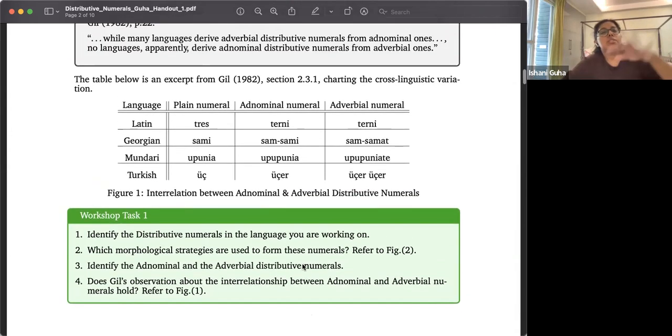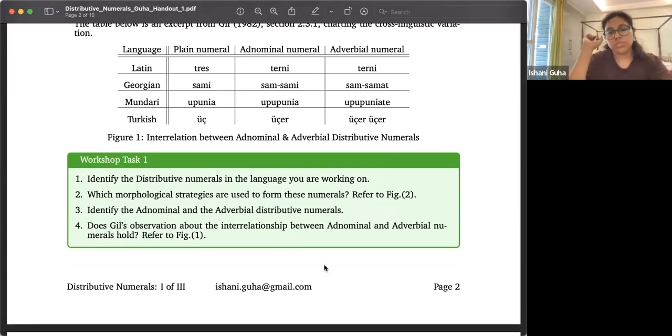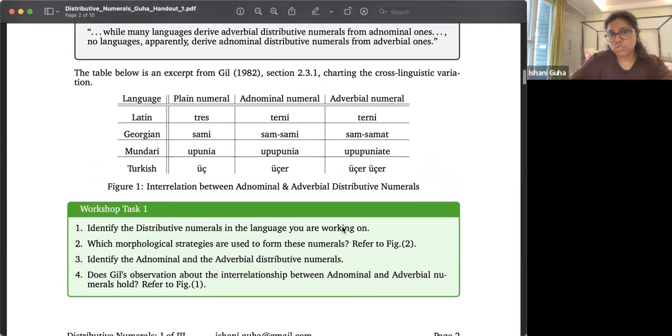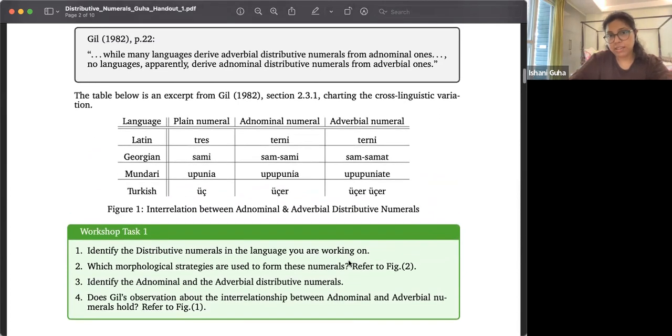Okay. So as part of the workshop for this class, I want you to identify the distributive numerals in the language that you are working on, and identify the morphological strategies that are used to form these numerals, and possibly distinguish between the adnominal and adverbial varieties, and also make note whether it's the case for the language that you're working on that the adverbial ones are minimally as complex as the adnominal ones.